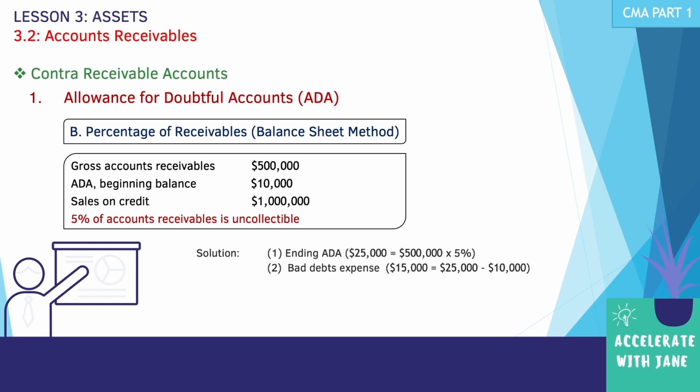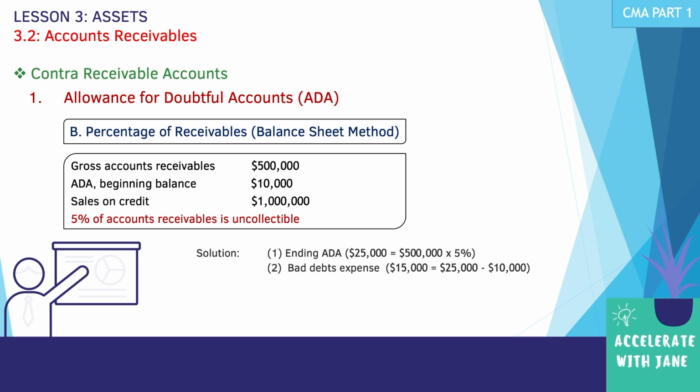Since we already have two known variables, which are the beginning balance of ADA and the ending balance of ADA, what is missing now is the bad debt expense, correct? So we just simply squeeze it: 25,000 less 10,000, then we get 15,000 of bad debt expense, okay? So that is simply the main difference.